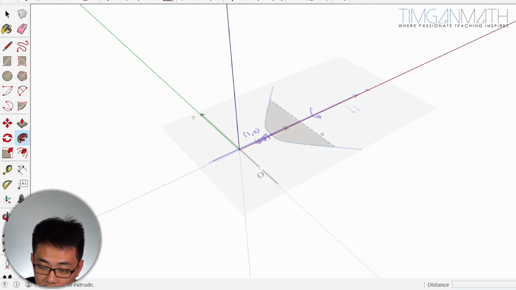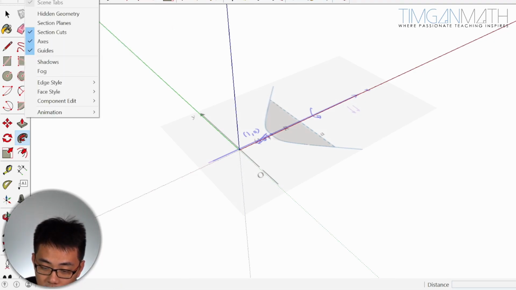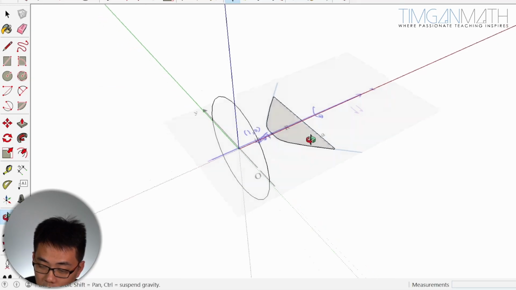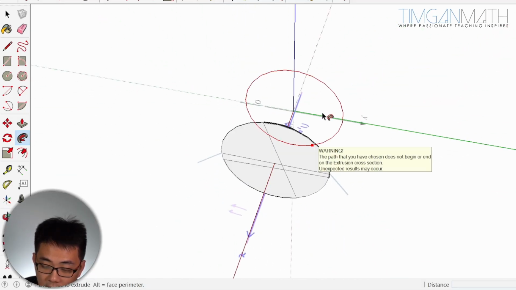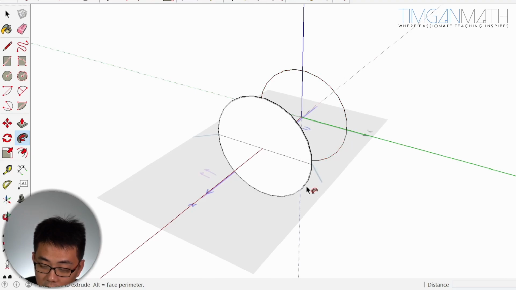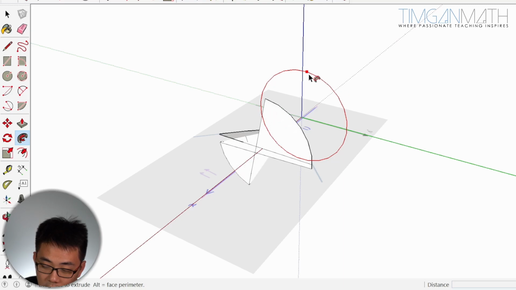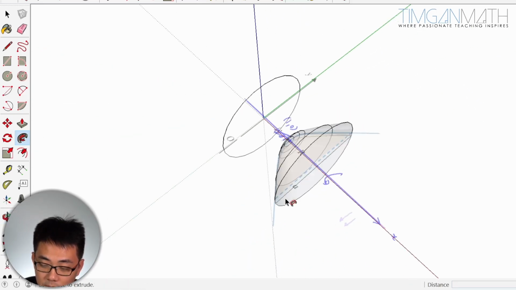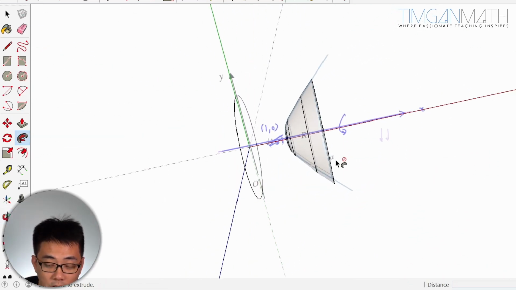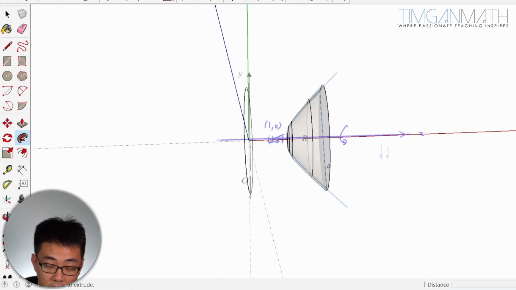Let me show you this part here. This is already a surface. If I rotate this 180 degrees, you see this is 90 degrees, then it will just be a full circle because it's a whole end. Essentially, this is the volume that I'm looking at.